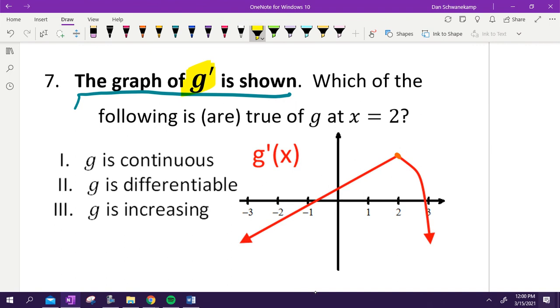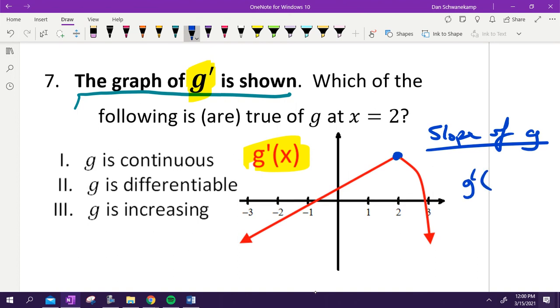This is a graph of g prime. This is the key to everything that's happening here. It's a graph of g prime. What does g prime tell you about g? This is the slope of g. That's what this is. This is the slope of g. Most specifically, you probably can get everything right except for that.